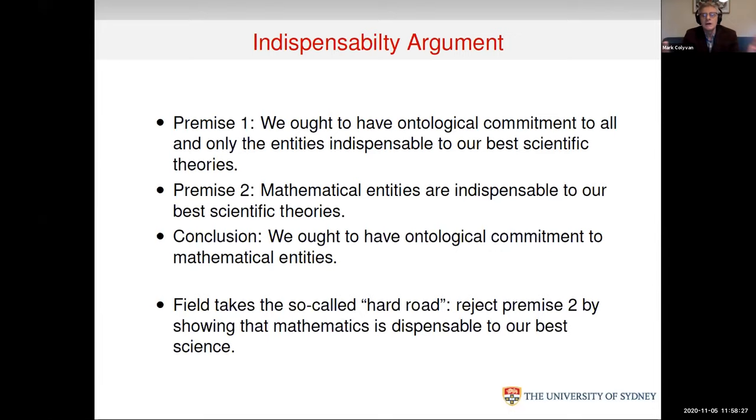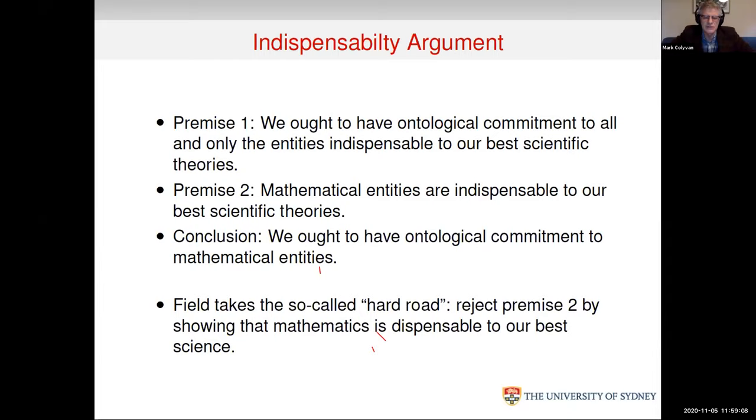So the starting point, I take it, is the indispensability argument, going back to Quine and the general Quinean framework for doing metaphysics. The way I like to lay the argument out is as follows. Premise one: we ought to have ontological commitment to all and only those entities that are indispensable to our best scientific theories. Premise two: mathematical entities are indispensable to our best scientific theories. Conclusion, surprise, surprise: we ought to have ontological commitment to mathematical entities. Modulo some worries about the modality of "ought" in this, I take it that the argument is valid.